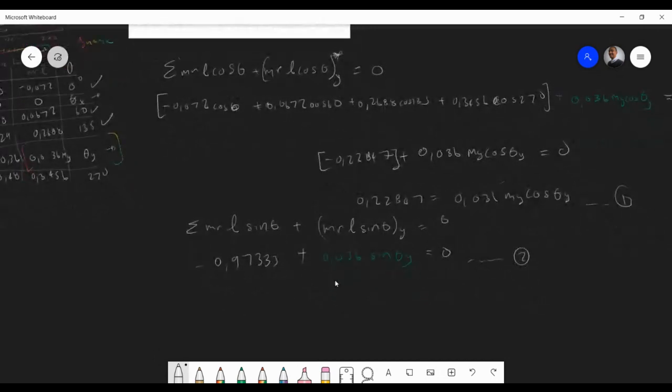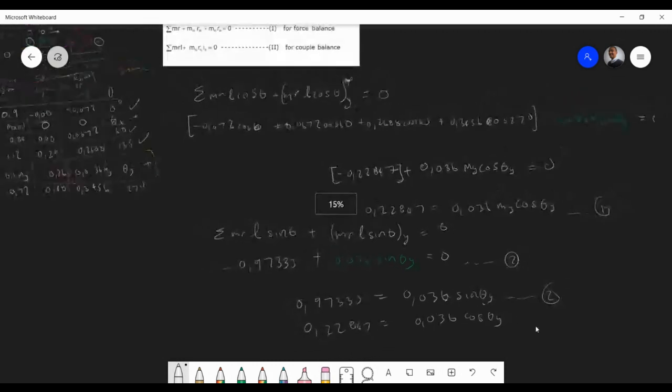So I'll just put it up next to each other. So this one is 0.9733 equals 0.036 sine y. Equation 2, 0.22847 equals 0.036 cos of angle y. I'm just going to call it y here. Let me just call it that, it's going to confuse people. Crazy stuff.